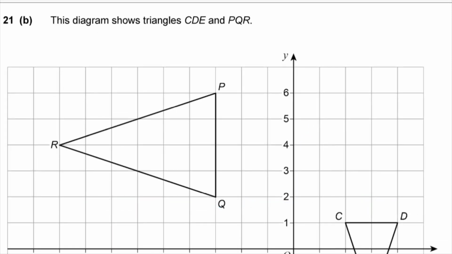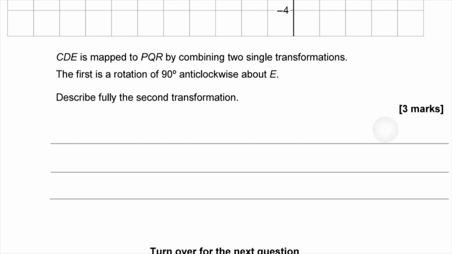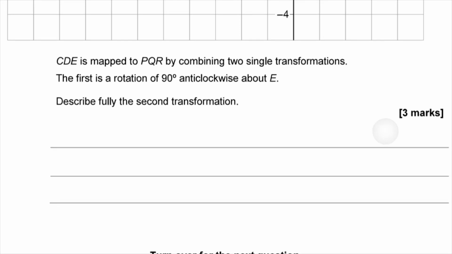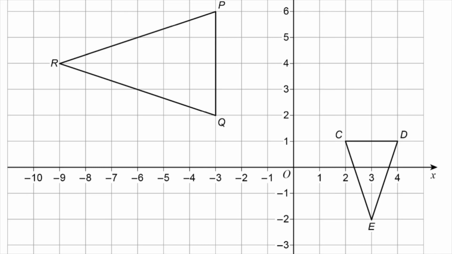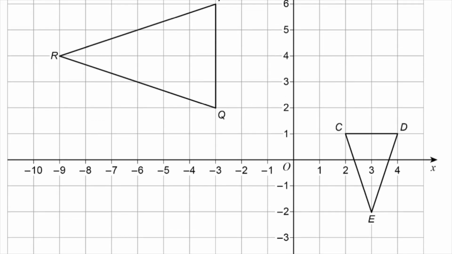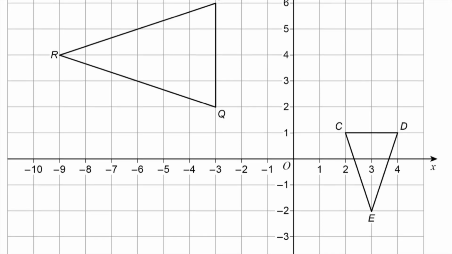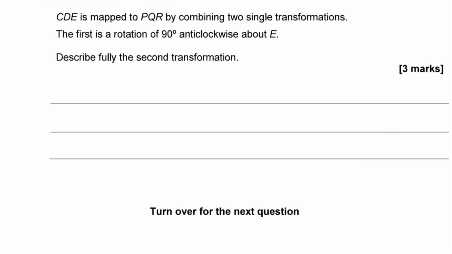Question 21b. This diagram shows triangles CDE and PQR. There they are. And we're told that CDE is mapped to PQR by combining two single transformations. The first is a rotation of 90 degrees anti-clockwise about E. Describe the second transformation. Okay, so it's going to be some sort of enlargement with a fractional scale factor after that. But before we can work out the details of where the center of enlargement is, we probably best need to find where that mid triangle is going to be, the one that's halfway between them.